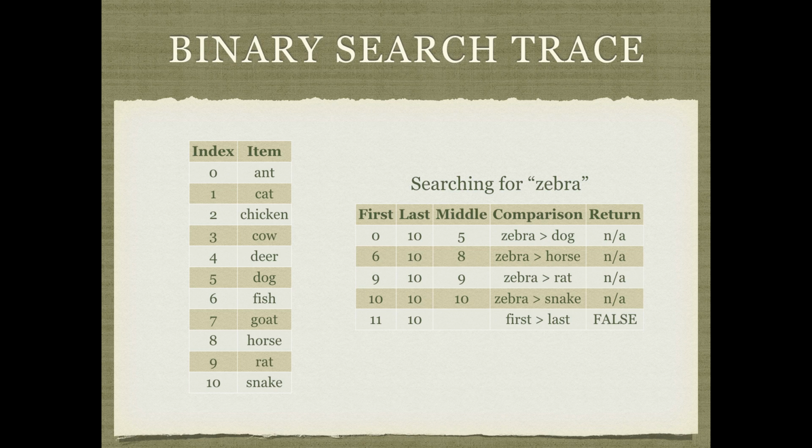But now when we try to run the comparison again, first is now greater than last. We can't do anything anymore. There is no 11th index value, so now we have to return a value of false. The search returned no results. Zebra is not in the array.